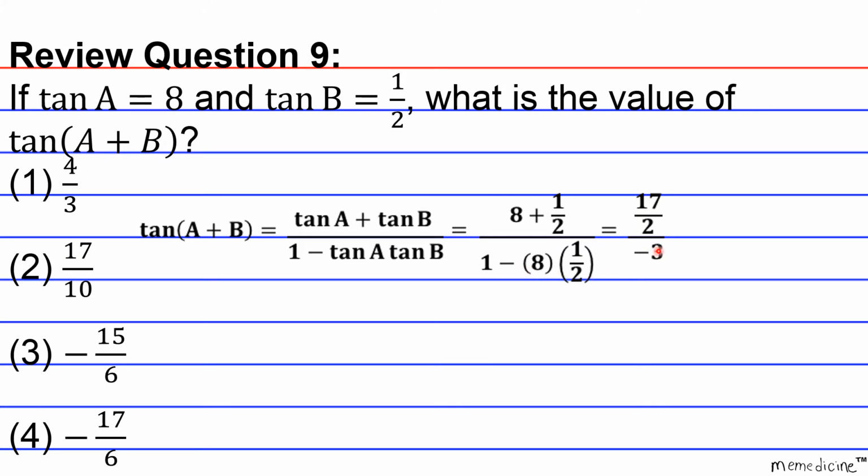Okay, so let's simplify once more. This yields -17/6, because dividing 17/2 by -3 is the same thing as multiplying 17/2 by the reciprocal of -3, which is -1/3. So 17/2 times -1/3 is going to yield -17/6. So it looks like our correct answer choice is going to be answer choice 4.